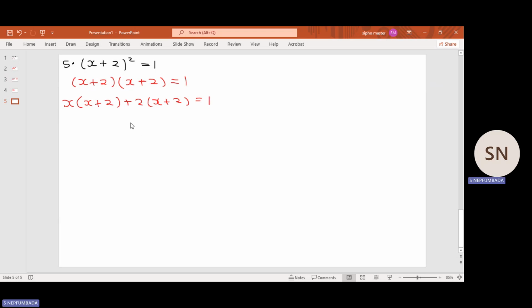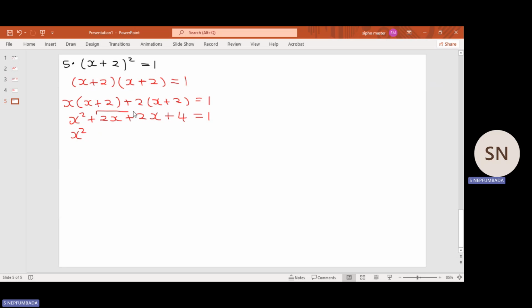So (x + 2)(x + 2) is equal to 1. Then x times x is x squared. x times 2 is 2x. Then 2 times x is 2x. Then 2 times 2 is 4. Then this is equal to 1. Then we take everything to our left-hand side.